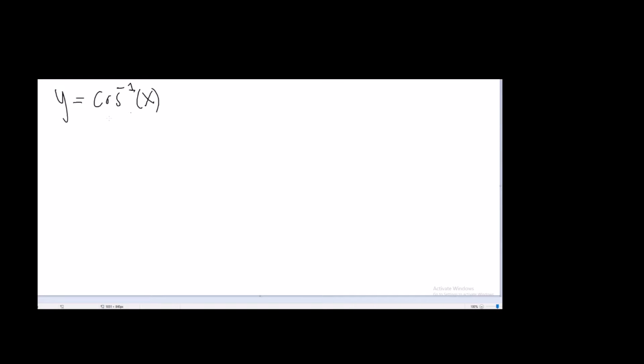And next up is the derivative of the inverse function of cosine of x. And once again, you also solve this with implicit differentiation. So the first step is just to take the cosine of both sides. Cosine of y is equal to cosine of cosine inverse of x. And of course, you just get back your x. So cosine of y is equal to x.